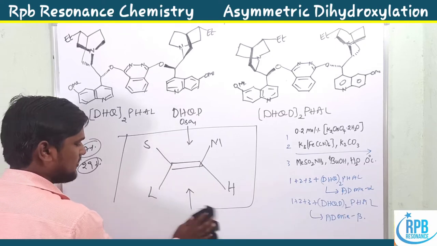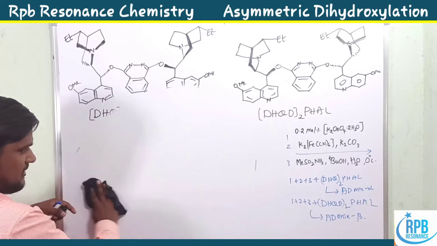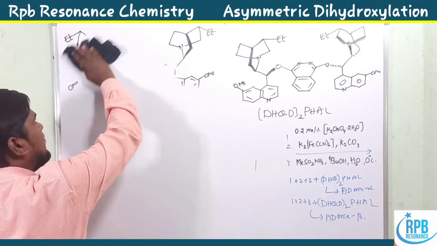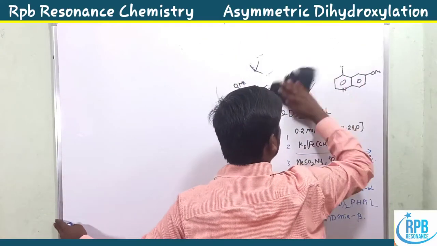Now let's move on to some of the examples. The large group at the left side corner favors the aromatic rings. Aromatic rings favor the left side bottom of the carbon.